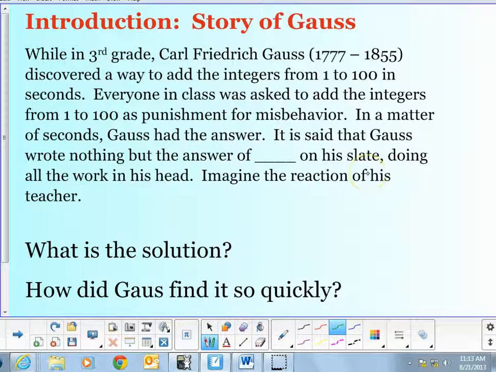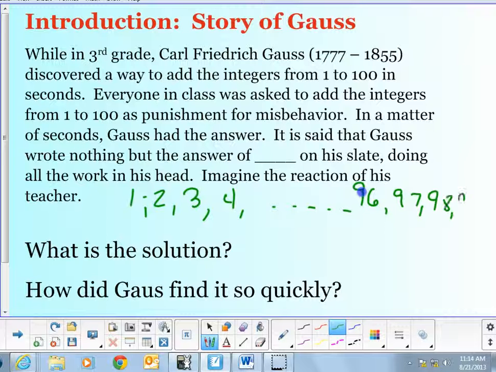We have a homework check to get through. This is a really fun example, but I'm going to go really fast. It says in 3rd grade, Gauss discovered a way to add the integers from 1 to 100. He started writing them down, 96, 97, 98, 99, 100. He got an answer super fast. Can anybody figure out what he did?